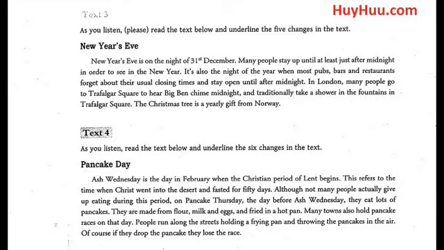Text 4. As you listen, read the text below and underline the 6 changes in the text.